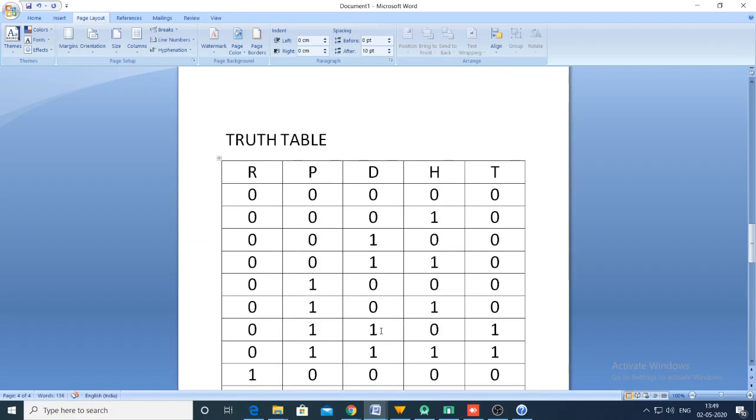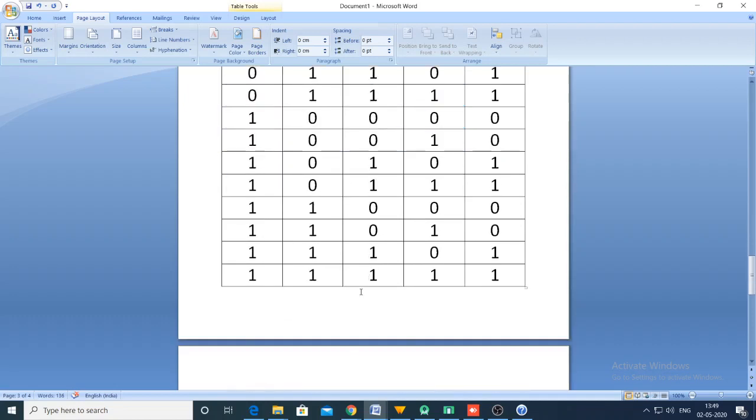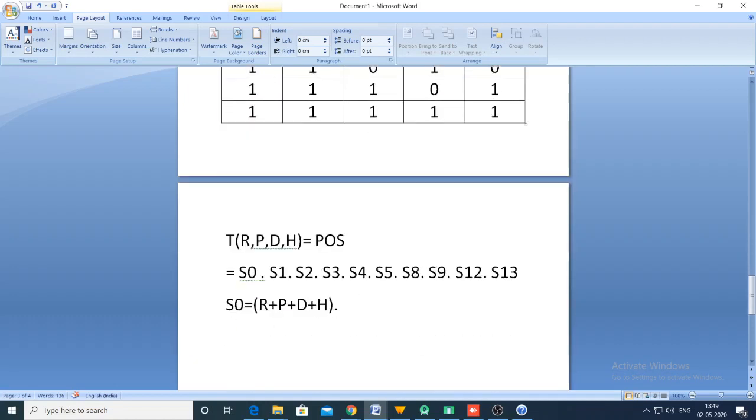So how are we making the sum term? Very simple. To get 0 through only addition of all these input variables, since this combination is 0 0 0 0, if you add all those 4 input variables straight away, directly you will get 0. Logical addition, if you do, you will get 0. So that's what we have done here: R plus P plus D plus H.